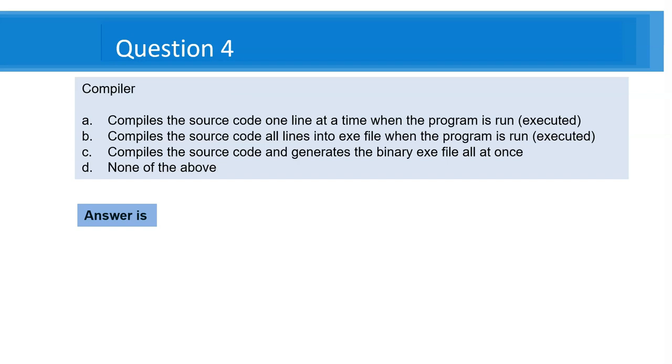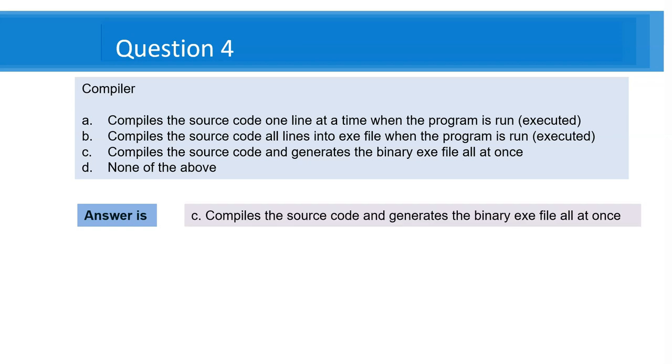Option A, compiler compiles the source code one line at a time when the program is run. Option B, compiler compiles the source code all lines into an exe file when the program is executed or run. Option C, compiler compiles the source code and generates the binary exe file all at once. Fourth option is none of the above. Here the option is C, that's the correct answer. Compiler compiles the source code and generates the binary exe file all at once. That means the entire file is compiled and the exe file is generated.